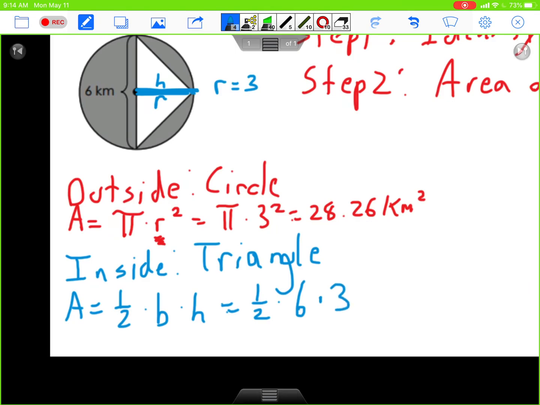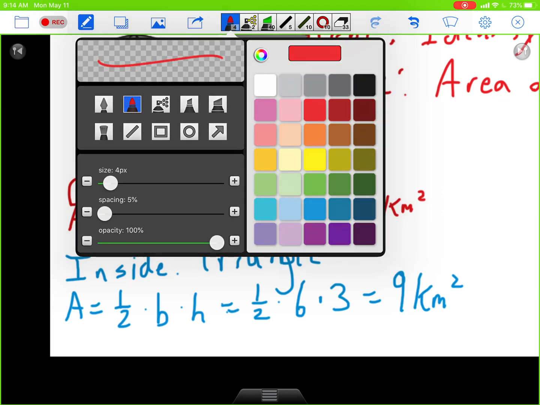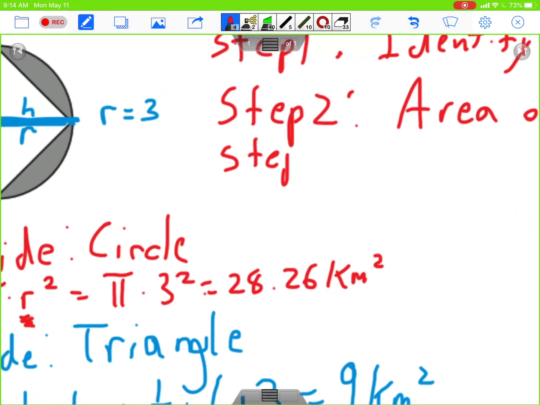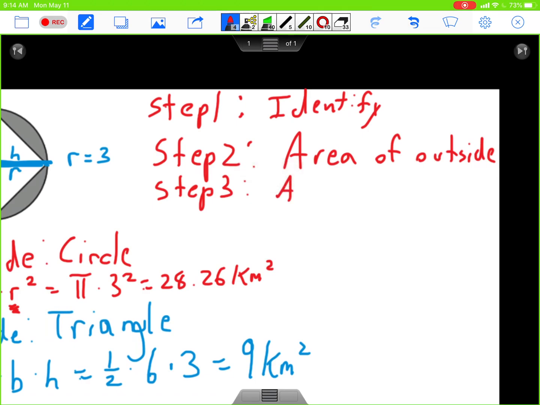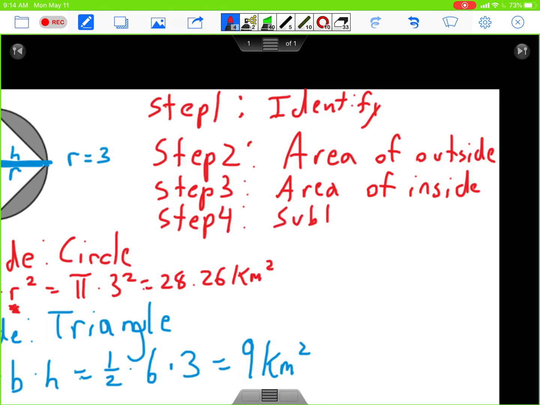So we plug that in. Okay, and now we have our formula complete. So 1/2 times 6 times 3 gets you 9 kilometers squared. Okay, oops, I forgot to write down step 3 for you guys, but step 3 here is what we just did: area of inside. Okay, so we finished step 3 already, and now we go straight to step 4, which is subtract.